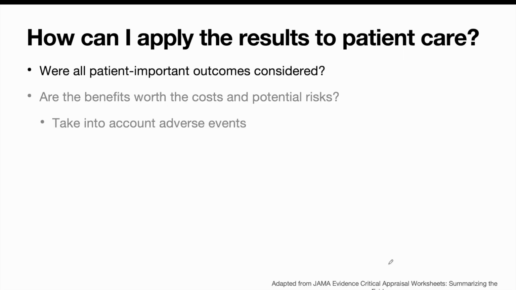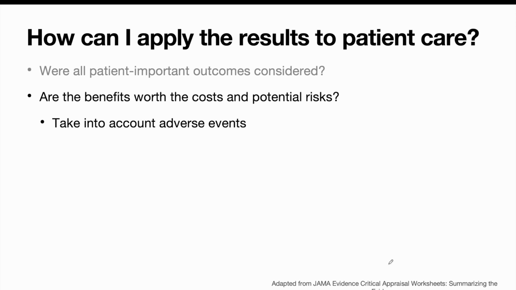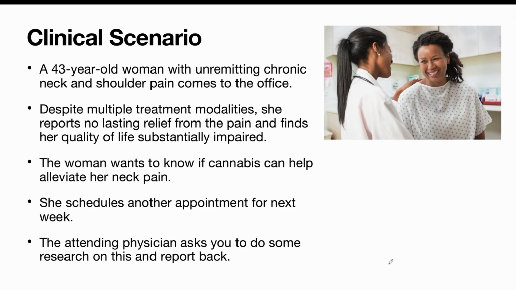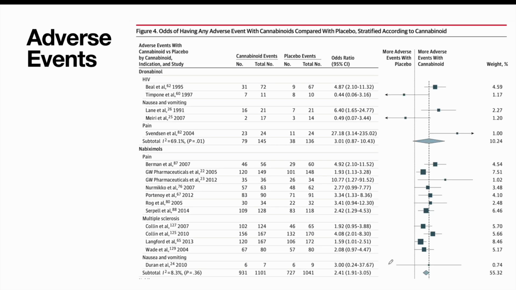So our first question, were all the patient outcomes considered? Well, her important outcome is just getting rid of that unrelenting pain. And so, yeah, one of the outcomes of interest in that study was improvements in pain over placebo. Are benefits worth the costs and potential risks? So they also did studies of adverse events in this systematic review with meta-analysis. And then they broke it down into the types of cannabinoid. And then you can read this forest plot on your own.